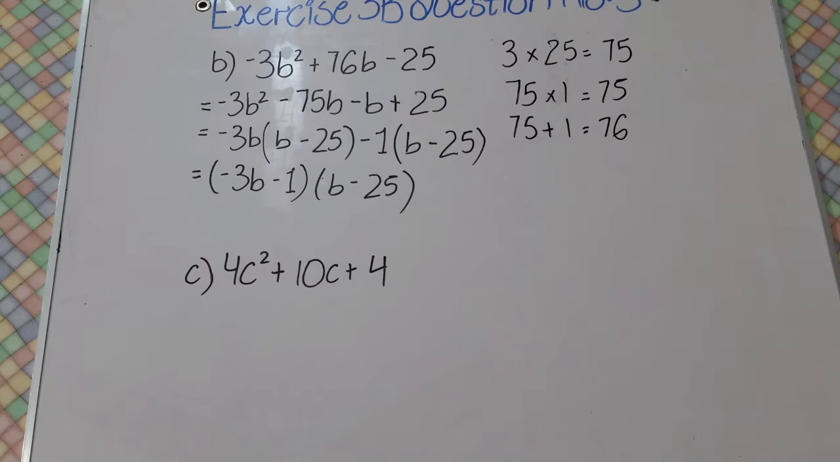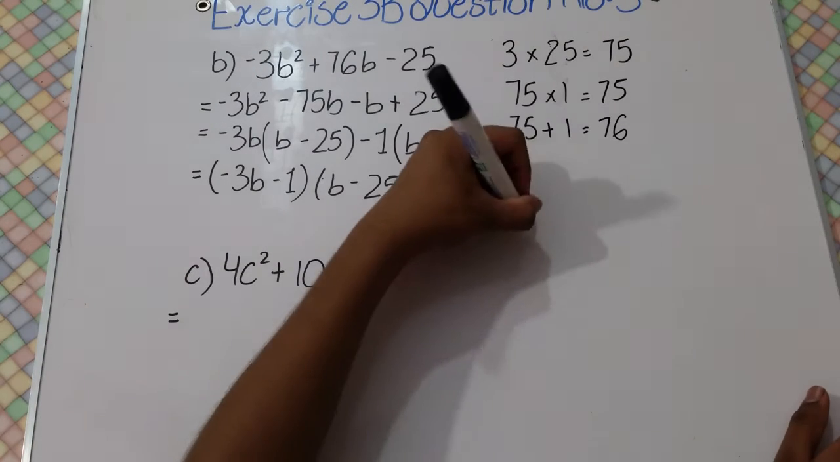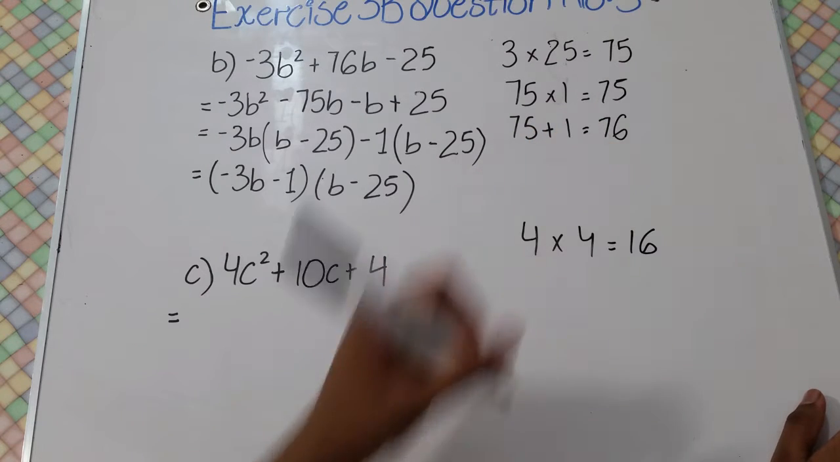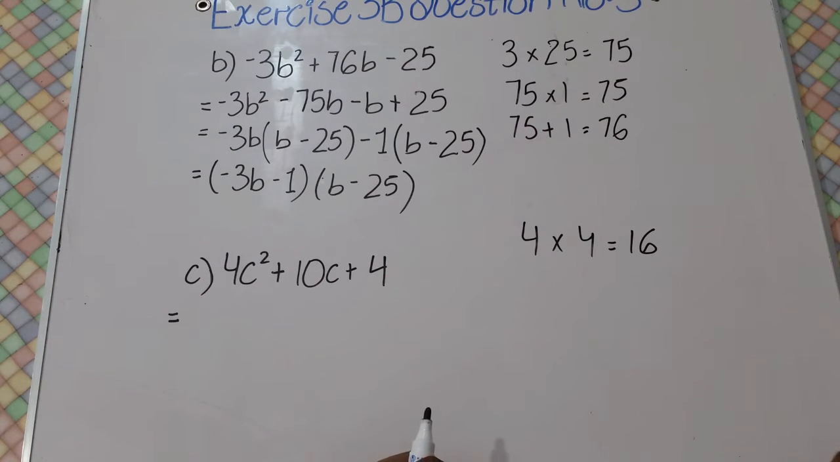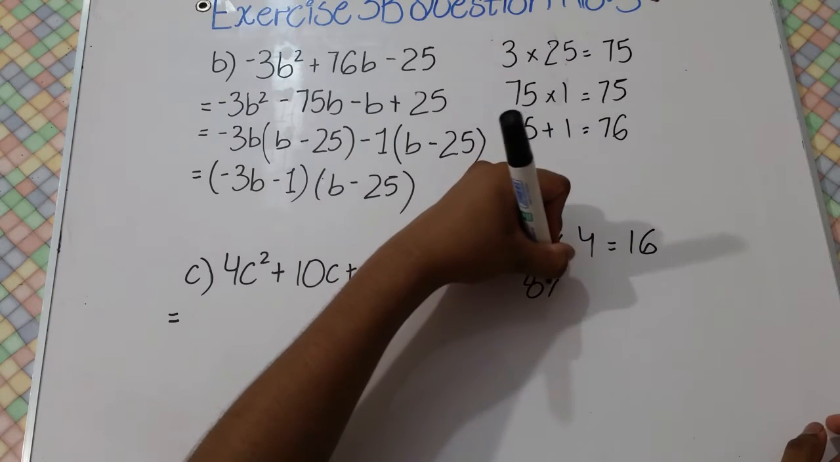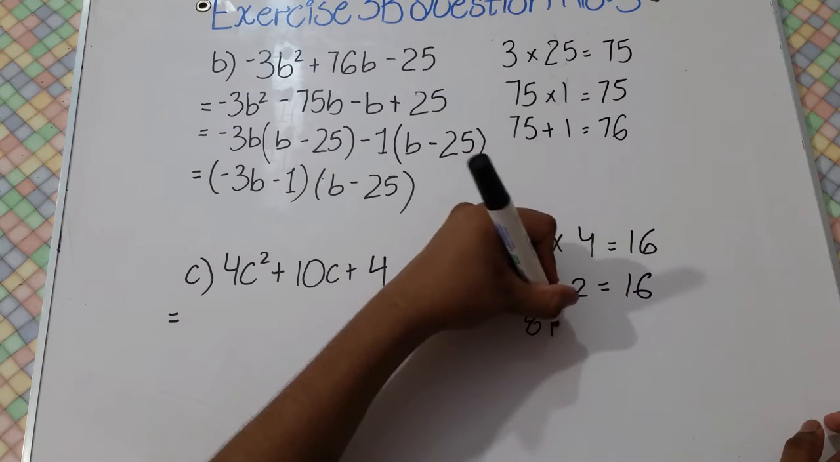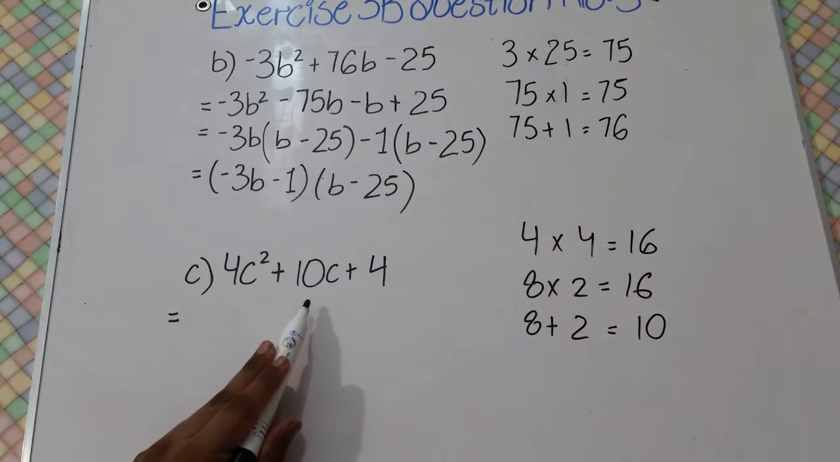Now in part C, similarly I'm going to multiply 4 with 4. So you all know 4 multiplied by 4 is 16. Now we need to find numbers which multiply to give 16, and by adding we get 10. So if I multiply 8 with 2, it is 16, and if I add 8 and 2, it is 10. So I think we have found the middle term.